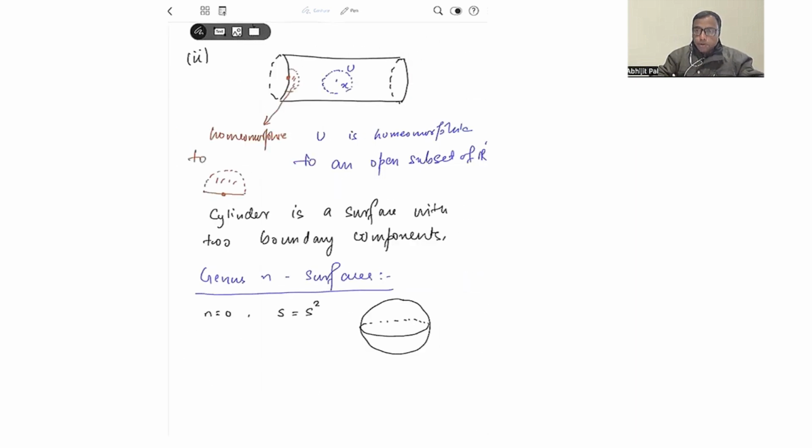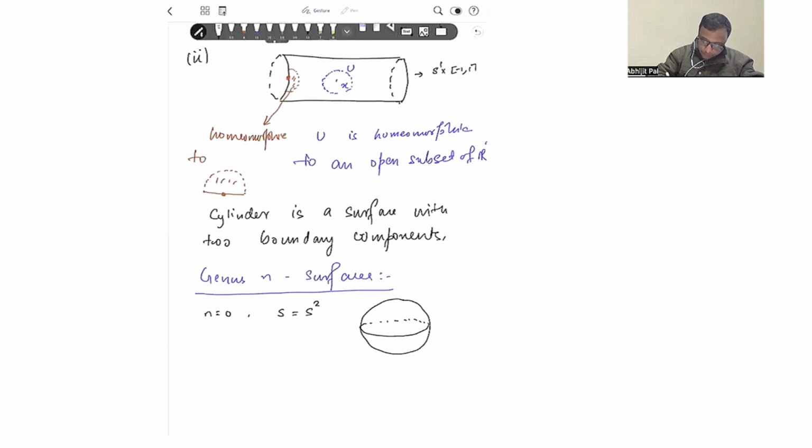And what is an example of a surface with boundary? You take the cylinder. This is nothing but S1 cross a closed interval.